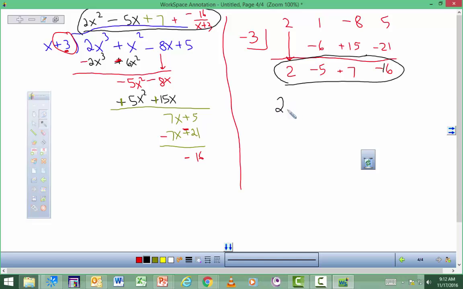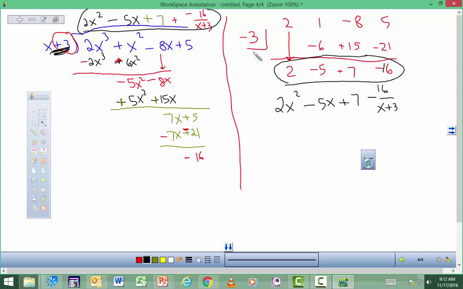You have to make sure you write this correctly. This is going to be 2x squared minus 5x plus 7 minus 16 over what? It's over your original thing here. You got to remember that. It's x plus 3 here. Does that look simple? It is pretty simple, so I'll show you it again.